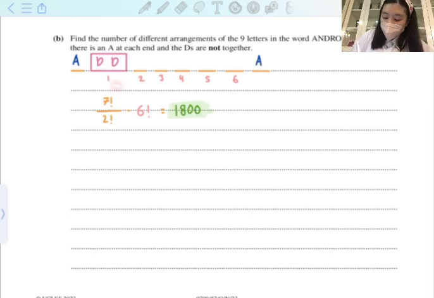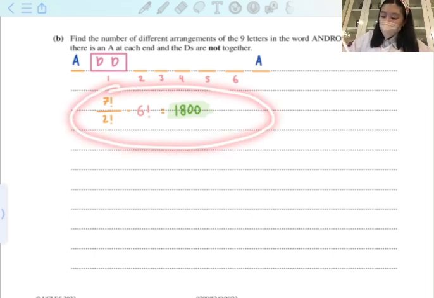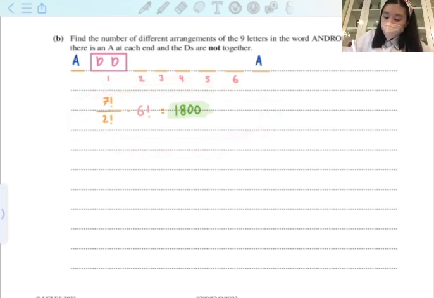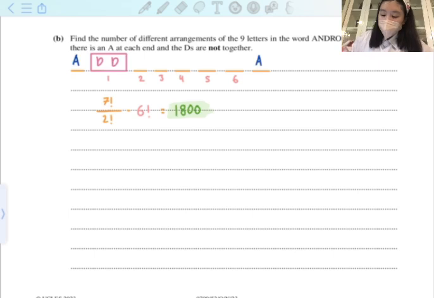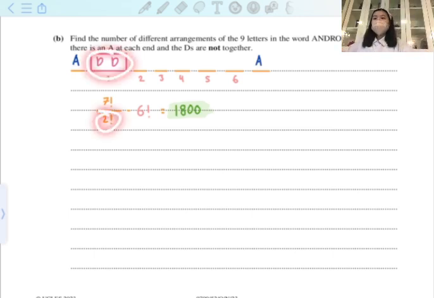The 7 factorial per 2 factorial is the total amount of arrangements with the A's at each end. And the 2 factorial, of course, is for the duplicate letters. And in this case, the duplicate letters will be D. Now, you may be wondering, why didn't I include the positions of A and A over here? Well, that's because they're fixed in place. You can't change them. And about swapping the A's together, they're the same thing. It wouldn't make a difference.